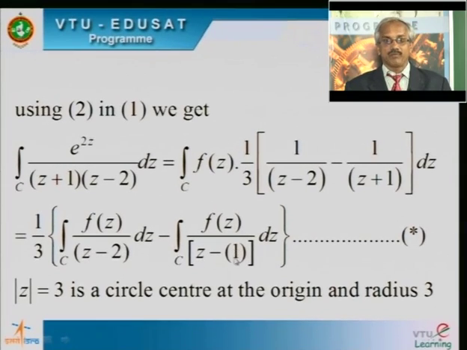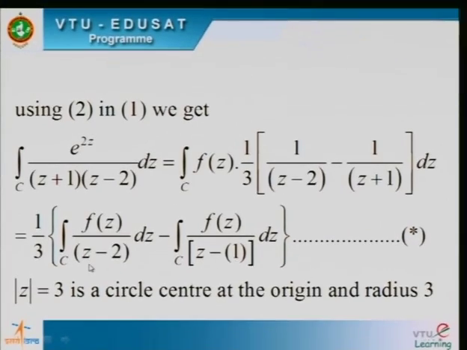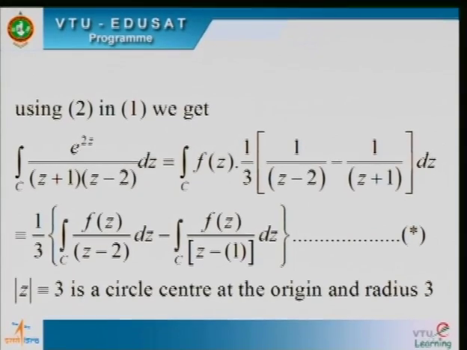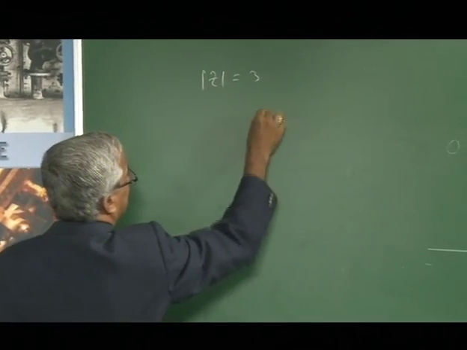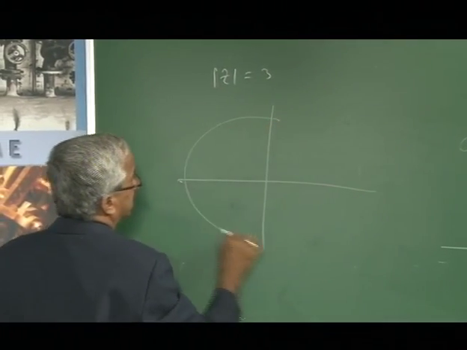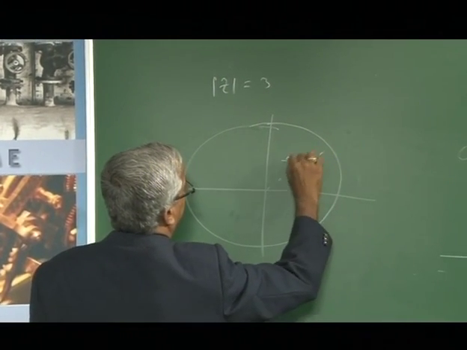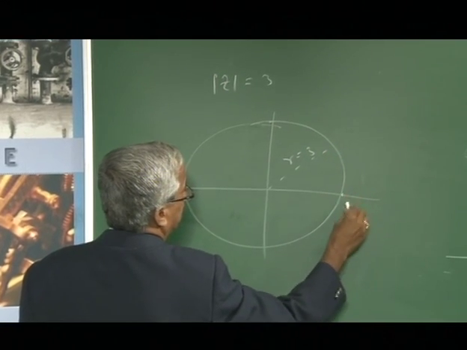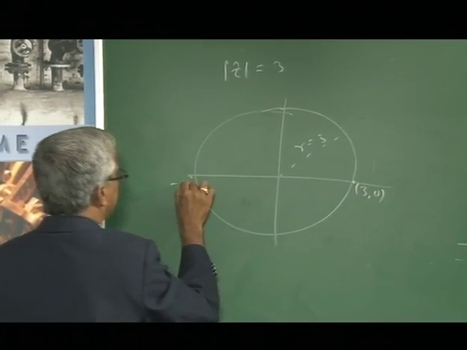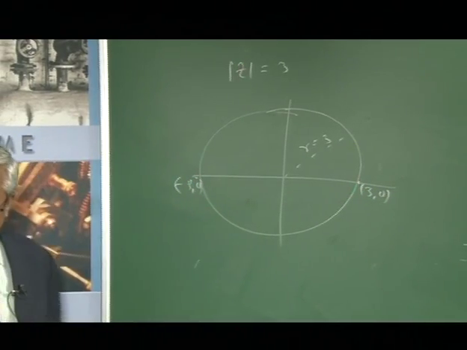Here it is z minus of minus 1, and |z| = 3 is a circle. We see where these points lie, and it is very simple. |z| = 3 is a circle with center at the origin and radius r = 3. Therefore, this distance is (3, 0) and this distance is (minus 3, 0).